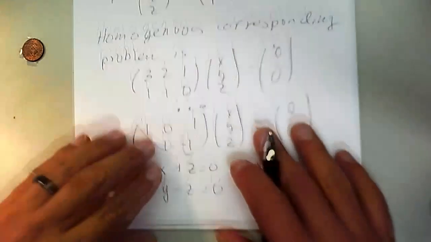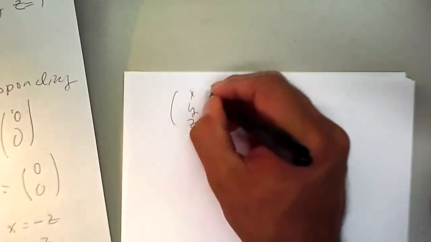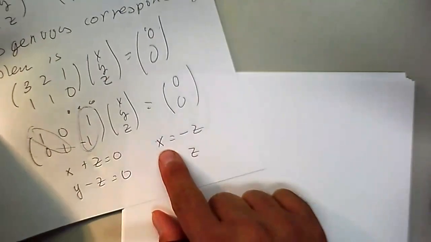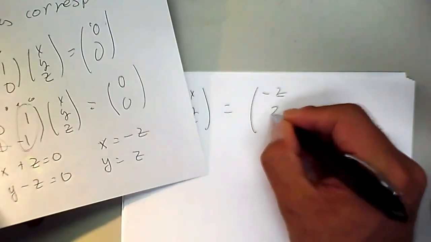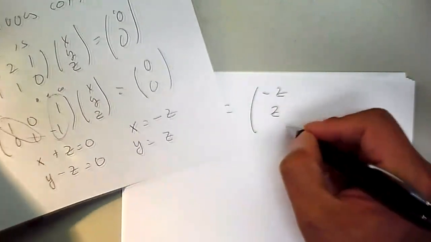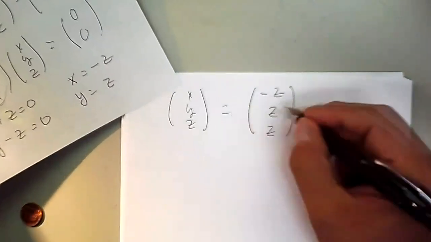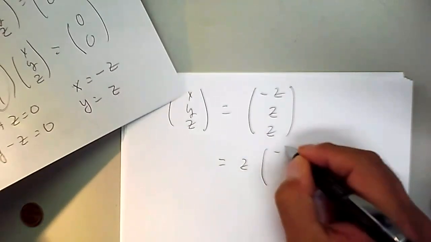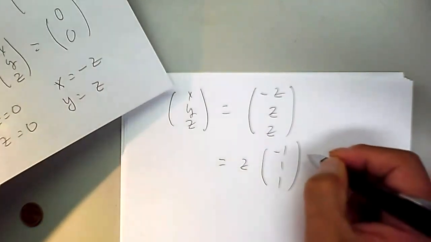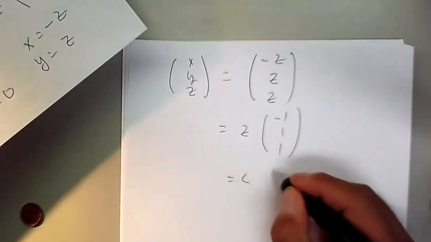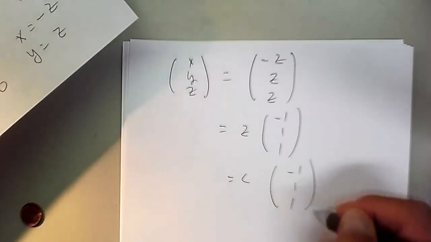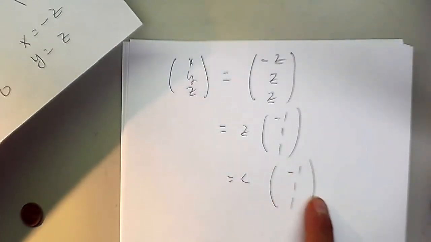So the solution to the homogeneous equation is x, y, z equals negative z, z, and then z is z. If we factor out this z, we have z times (negative 1, 1, 1). But we can think of z as a constant. So this is really a constant times (negative 1, 1, 1). So this is all the solutions to the homogeneous equation.